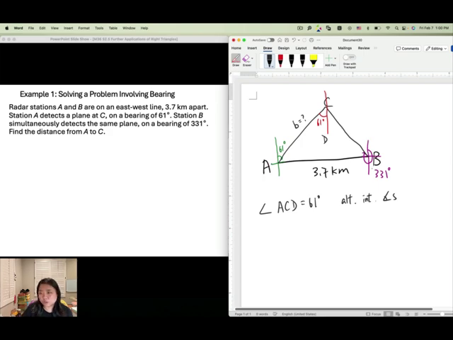Also, you know this is 331 degrees here, so I will do 360 minus 331. That will be 29 degrees. So this is going to be 29 degrees. Same idea, you do the Z here. So you know angle BCD will be equal to 29 degrees. Same reason, alternate interior angles.